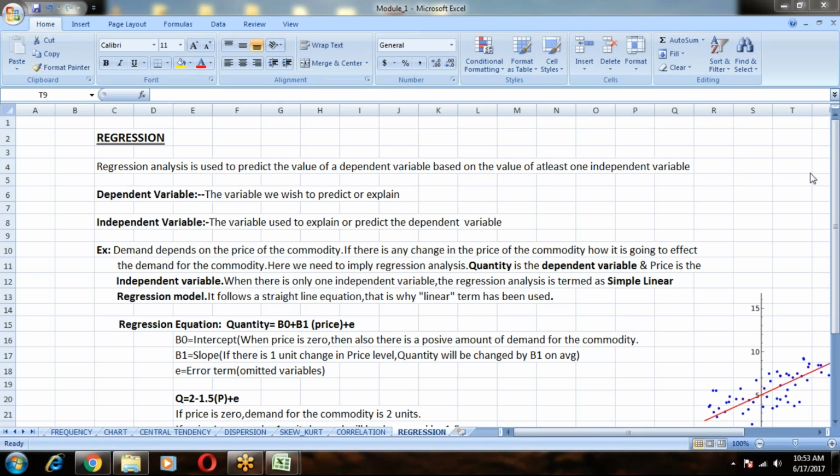So suppose you have two variables, price and demand, and using your correlation coefficient you get the idea that they are negatively correlated. But now another question arises: if price increases by, suppose, 5%, the demand will obviously decrease, but by how much? That is, the magnitude of change.